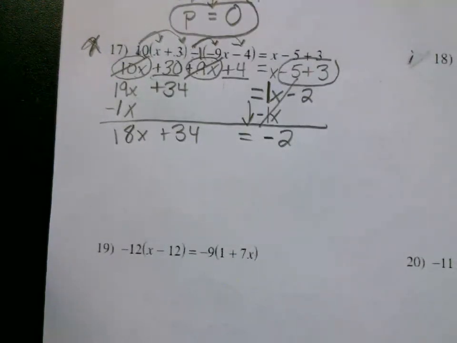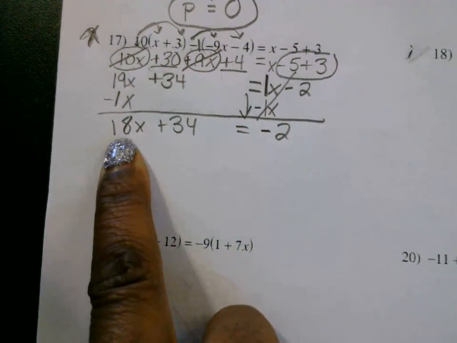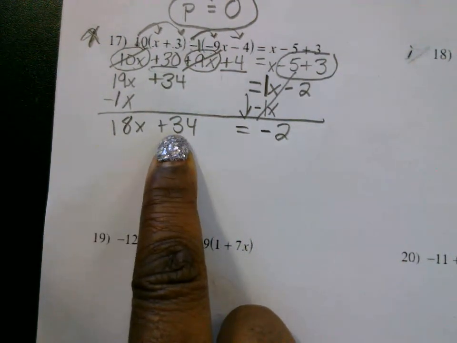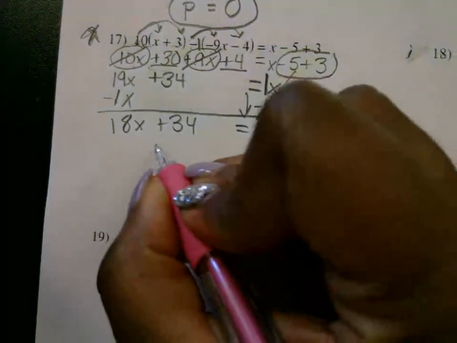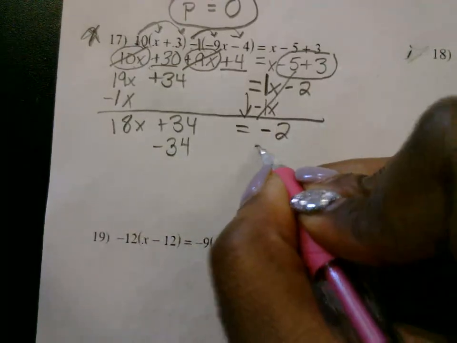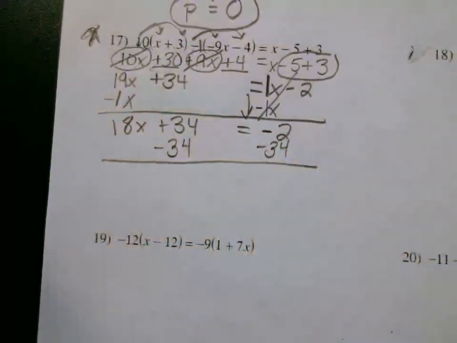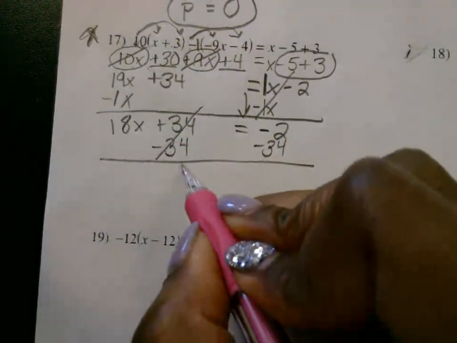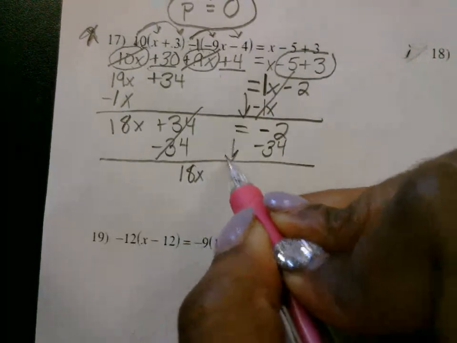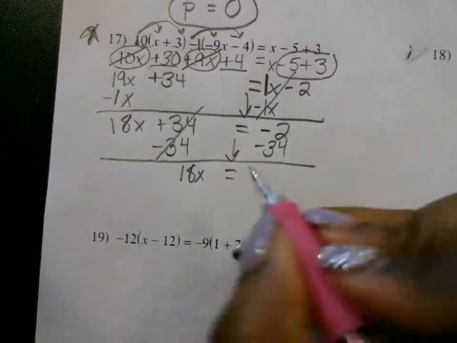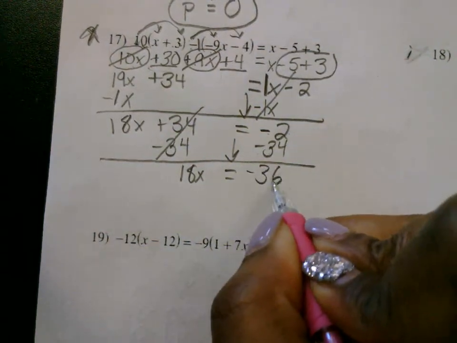Now what are we going to do to get x by itself? Which one of these numbers do we move first, 18 or 34? What is the inverse of adding? Subtracting. So we have to subtract 34. This is gone, and I'm left with 18x. Bring down the equal. What's negative 2 minus 34? Negative 36. Very good.